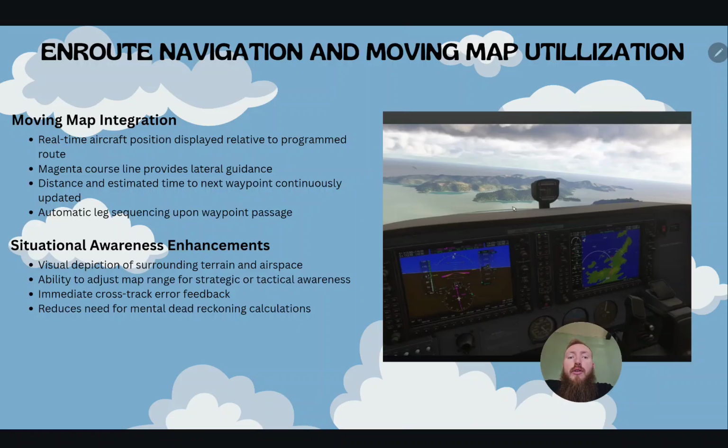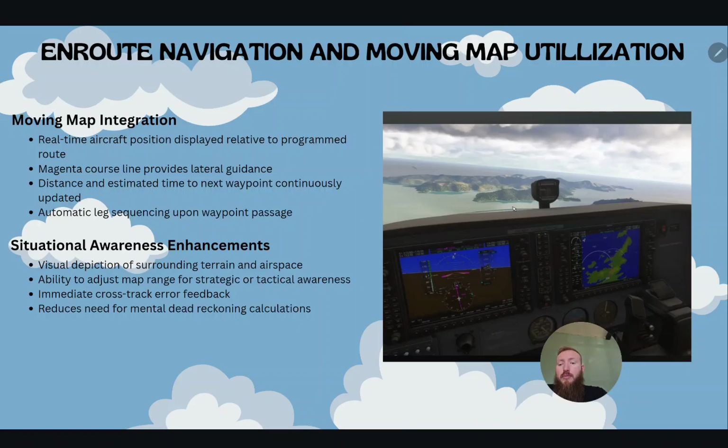En route navigation and moving map utilization. So the moving map integration, the real-time aircraft position displayed relative to the programmed route. So it let you know where you were in relation to your route. The magenta course line provided lateral guidance, distance and estimated time to the next waypoint continually updated, and the automatic leg sequencing upon waypoint passage. So as he passed a waypoint, it automatically went on to the next one, which is really nice.